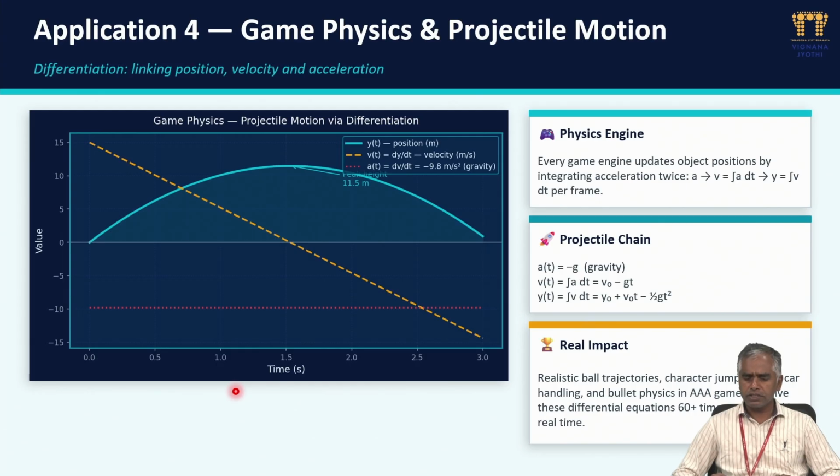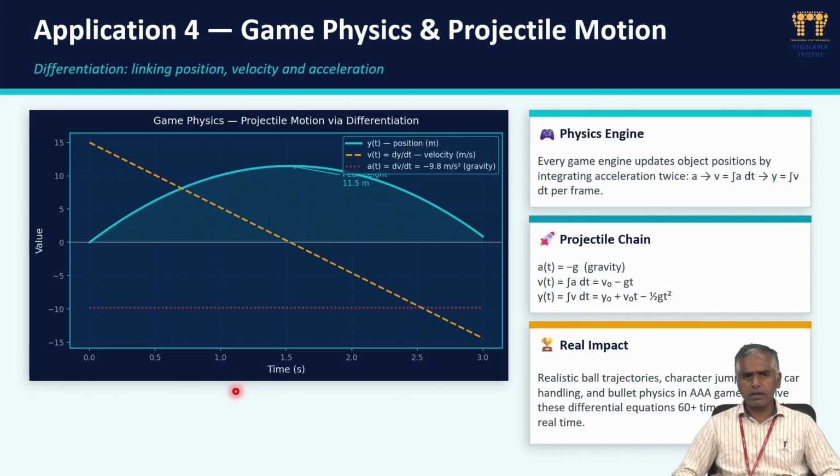and V of t, you know it well, velocity with respect to time, that is integration of A dt, that is integration of acceleration with respect to time t, that is V naught minus gt. Next, Y of t is the displacement, that is the integration of V dt, and that is equal to y naught plus v naught into t minus half gt square.